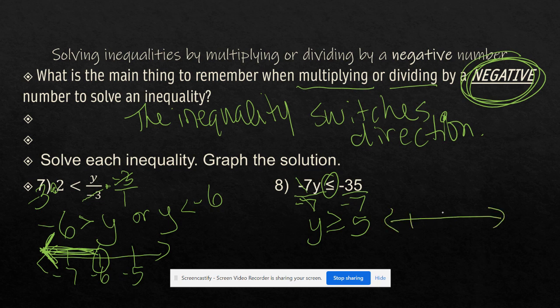To graph our solution of positive 5, we have a closed circle at positive 5 because of the equal to. Greater than is shading to the right towards positive infinity.